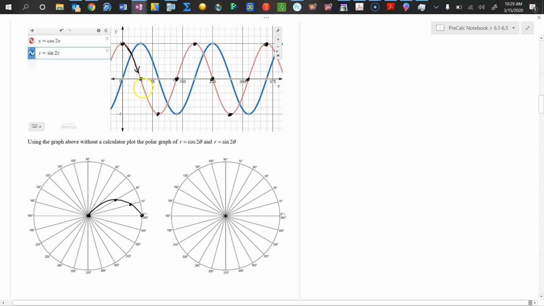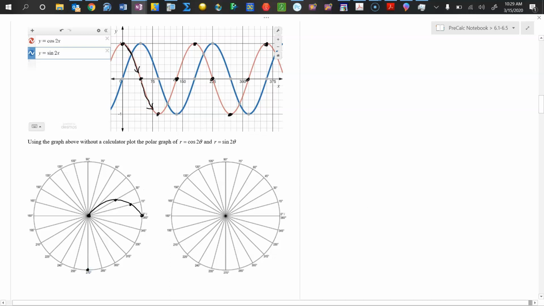For angles between 45 degrees and 90 degrees, r goes from 0 towards -1. And so what we're going to do, we've already got a point here at 45 degrees. We're going to plot a point at 90 degrees. So we go to 90 degrees, but we go the opposite direction because r is -1.